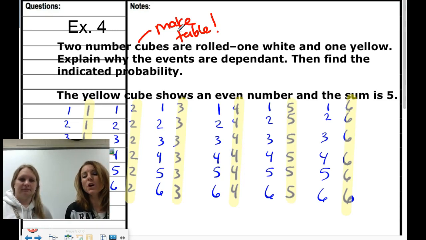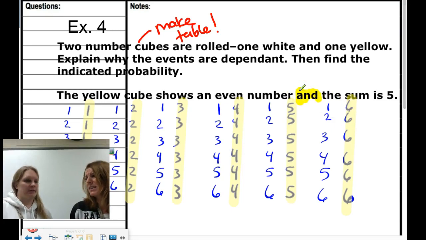Explain why the events are dependent and then find the indicated probability. Okay. So this is the probability we're trying to find: the probability that the yellow cube, the ones I highlighted, shows an even number and the sum is 5. Now on your notes, I don't know if the yellow highlight is going to show up or not. So you might want to highlight it.